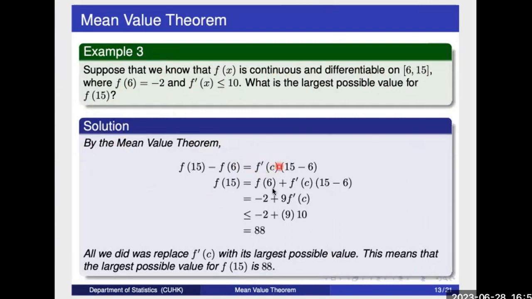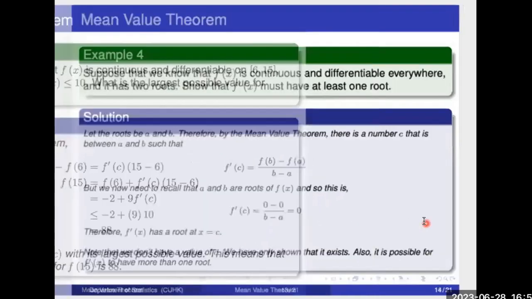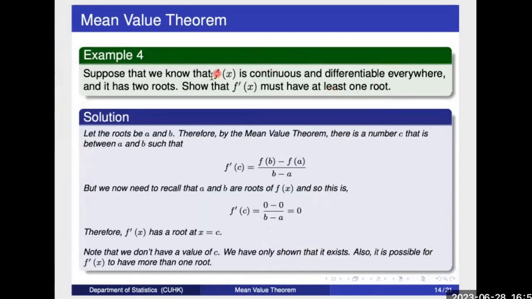Since we know that f prime of x is less than or equal to 10 for all x within [6, 15], we can substitute the largest possible value of 10 for f prime of c. Solving the equation for f(15), we find that the largest possible value is 88. Allow me to now provide you with one more example that showcases how we can utilize the mean value theorem to solve problems.